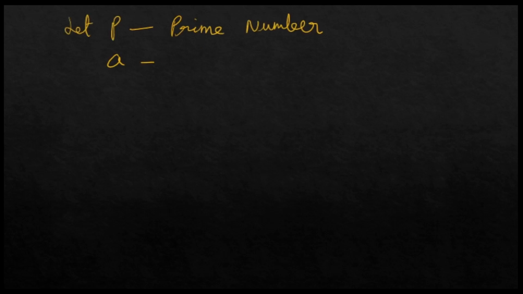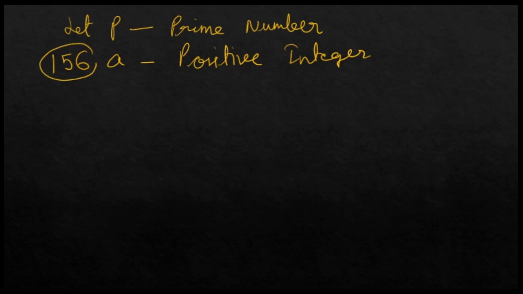Based on this arithmetic theorem, let P be a prime number and A a positive integer. For this, keep in mind the earlier example I have explained: the positive integer A in your mind is 156. And the prime numbers, you know very well, after factorizing we got 2, 2, 13 and 3.